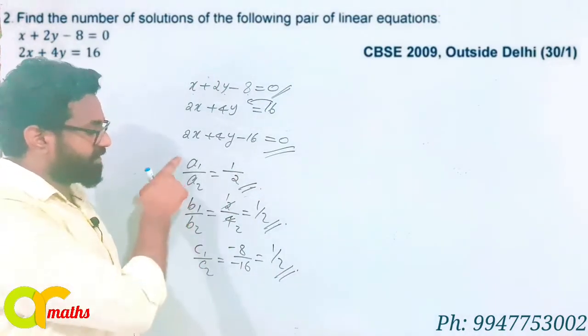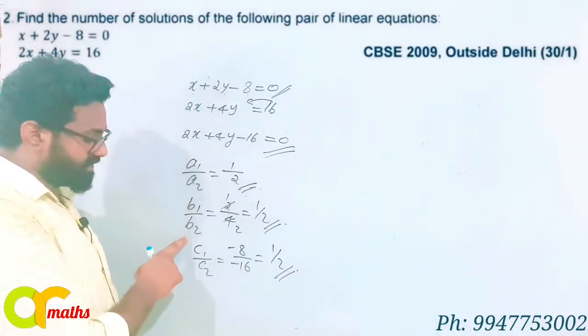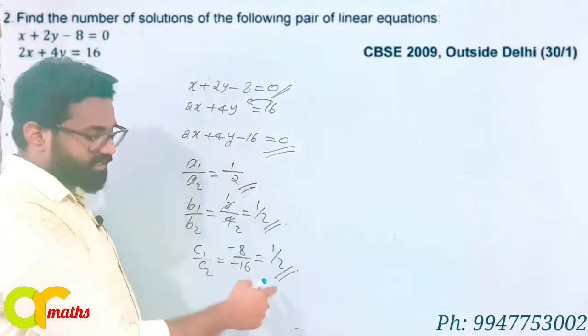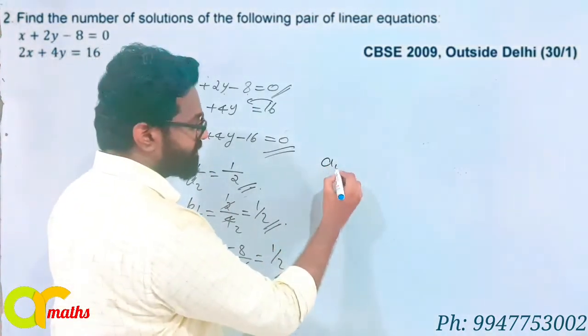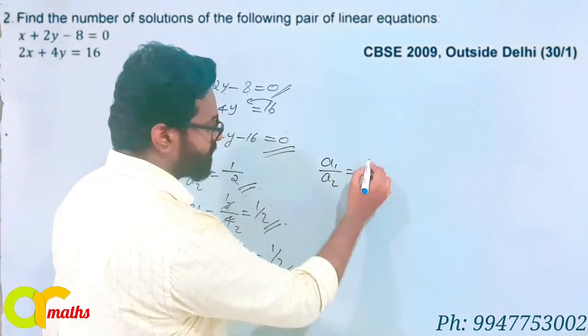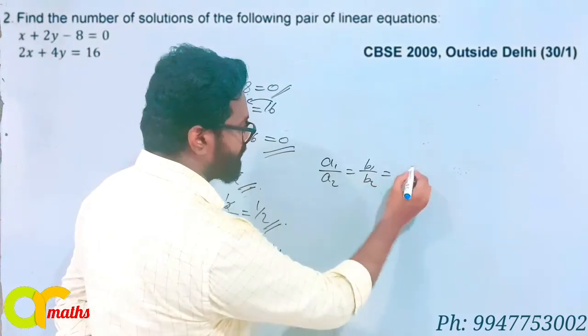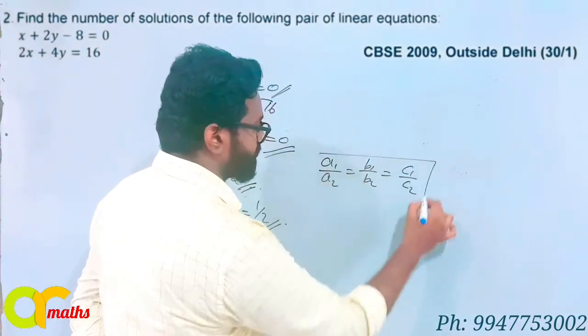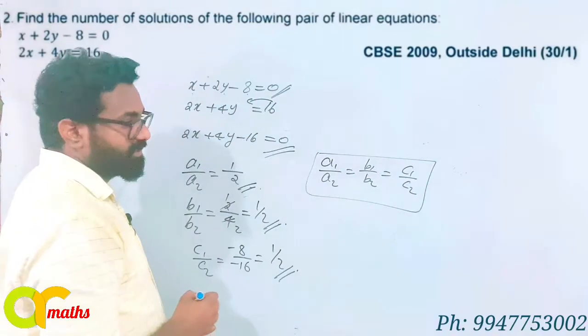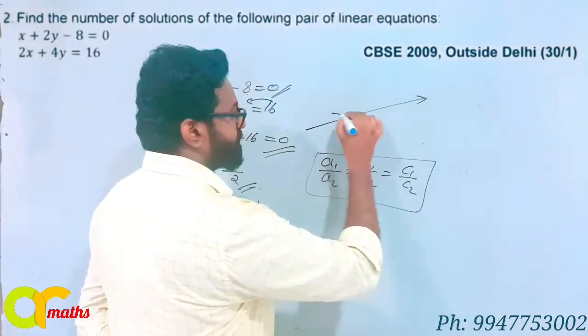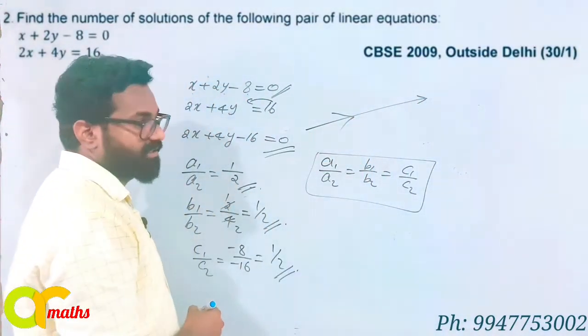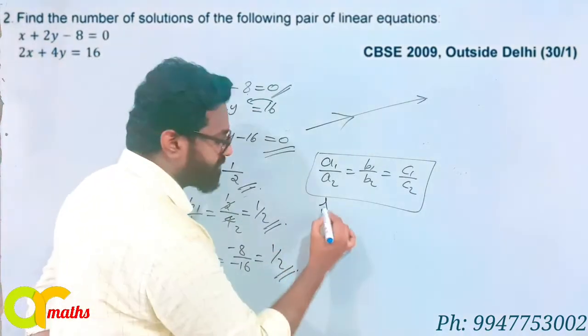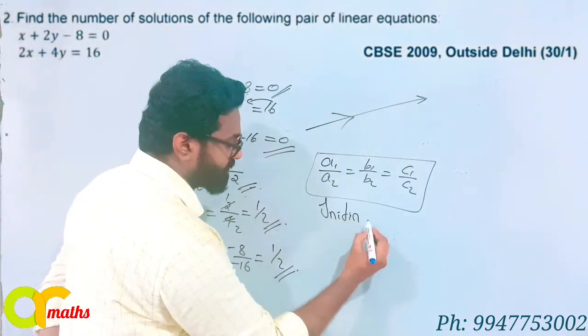So here a1 divided by a2, b1 divided by b2 and c1 divided by c2, all the answers are 1 by 2. That means a1 divided by a2 equal to b1 divided by b2 equal to c1 divided by c2. So it is the case of these lines. How many solutions? Infinitely many solutions.